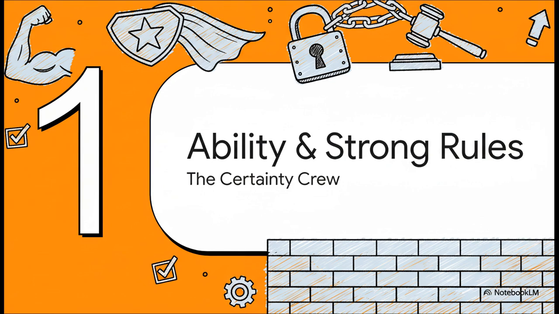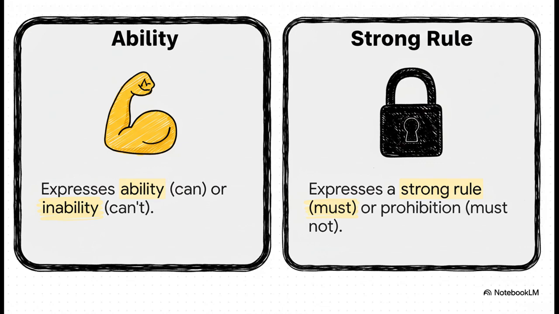All right, first up, let's dive into our first group, which I like to call the certainty crew. These are the heavy hitters, the modals we use when things are black and white, when there's absolutely no room for doubt. We're talking definite abilities and rock-solid rules. So this crew really splits into two clear teams. Over on one side, you've got can and can't, which are all about ability, what you are or aren't able to do. And on the other side, we've got must and must not, which are all about laying down the law with some seriously strong, unbreakable rules.